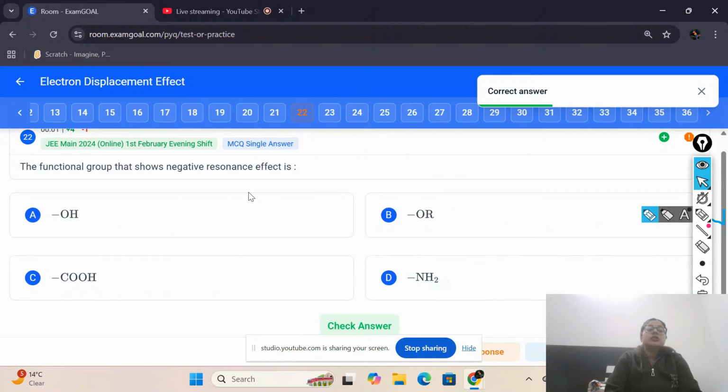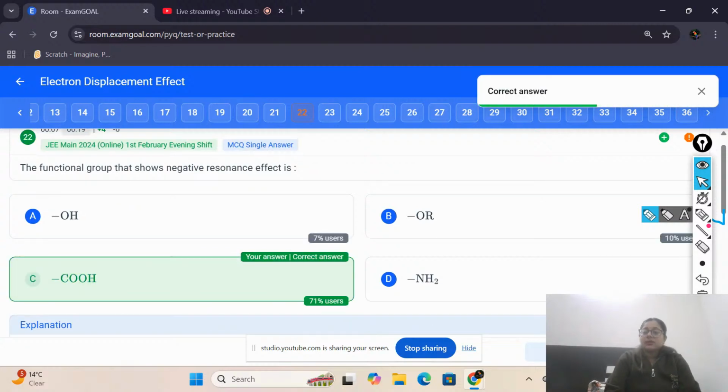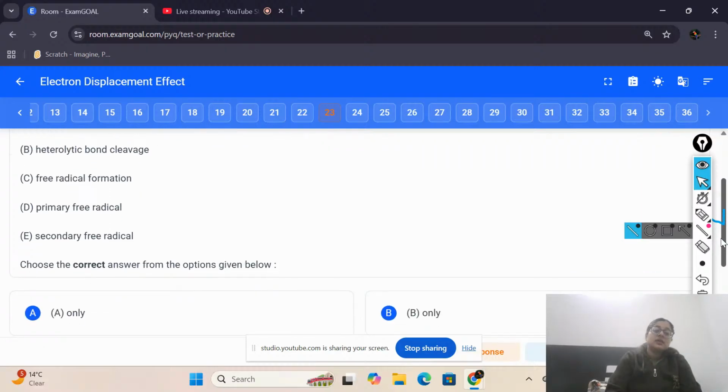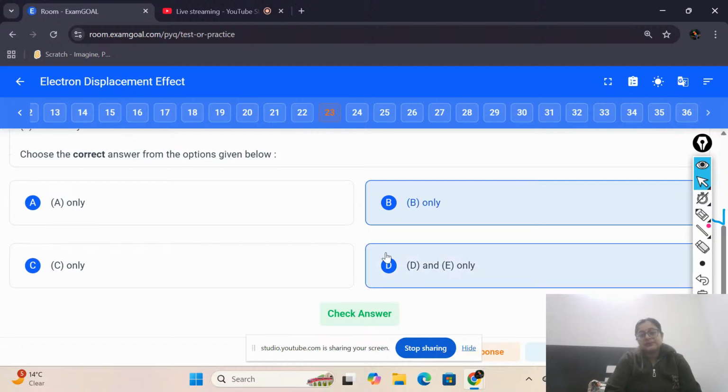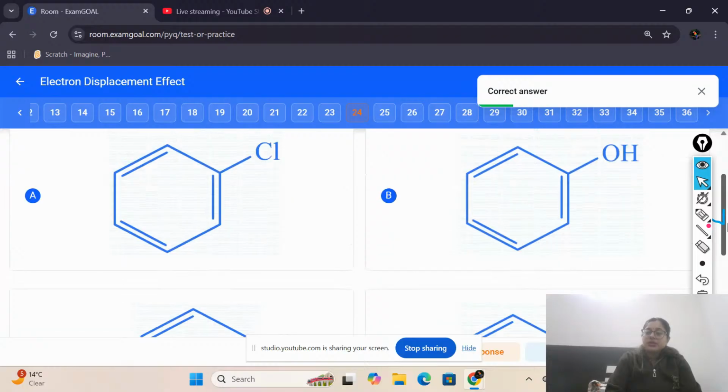Yes. Functional group showing negative resonance: minus R is shown by the COOH group, the carboxylic acid group. Coming towards the next: ionic reactions of organic compounds proceeding through homolytic cleavage. No, ionic reactions involve cation and anion formation. Cation and anion formation is always by heterolytic bond cleavage. So B is correct. What about free radicals? No, free radicals are not formed by heterolytic cleavage. Heterolytic cleavage involves ions. So only option B will be correct. That is correct. Coming to the 24th question.